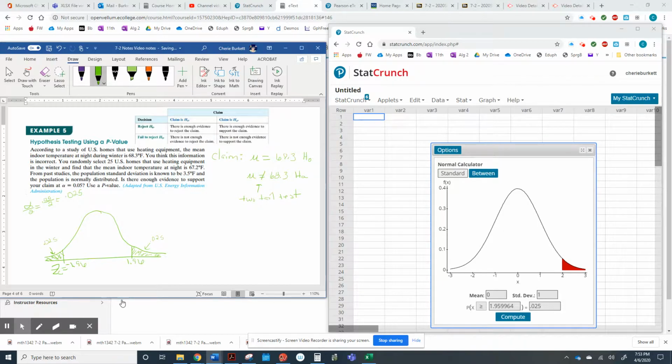All right, now let's finish writing. It's also our rejection regions, right? This is our rejection region. So you think this information is incorrect.